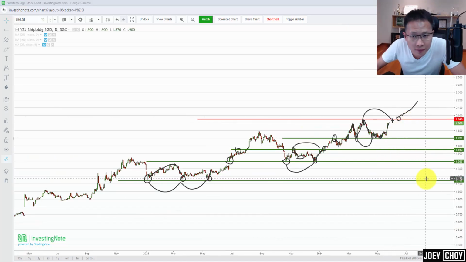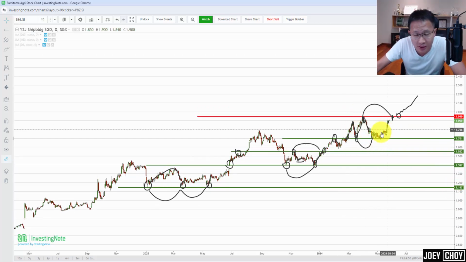So yes, this is YZJ, one of the Singapore stocks that has come into my watch list over the past few months. It still looks pretty good. It seems like we are seeing the reversal right now.